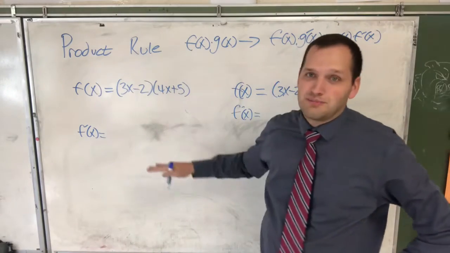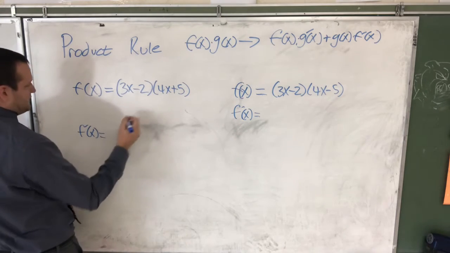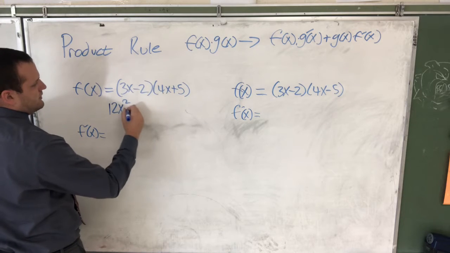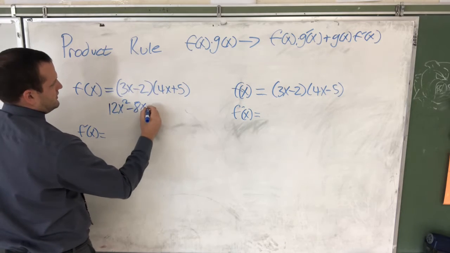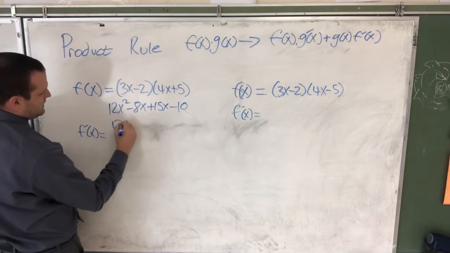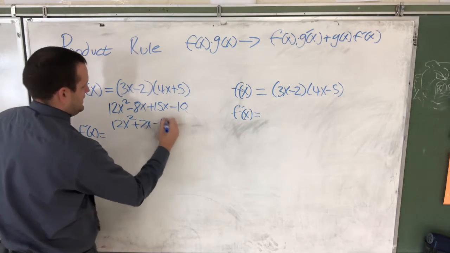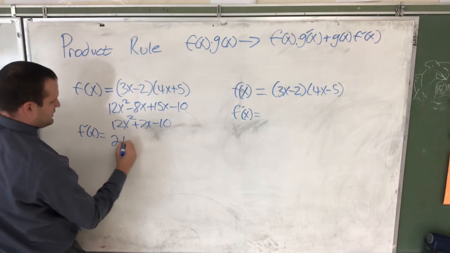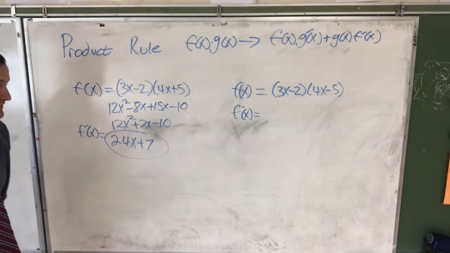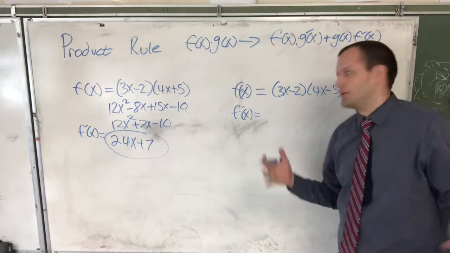Now, before you knew the product rule, you would have had to go through and factor this. Not factor, FOIL. That would have given you 12x squared minus 8x plus 15x minus 10, which would have left you with 12x squared plus 7x minus 10. You would have taken the derivative, that would have given you 24x plus 7. That would be the derivative. Well, let's use this rule just to see what it would look like.